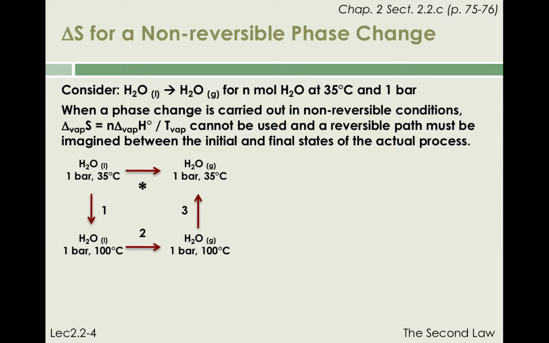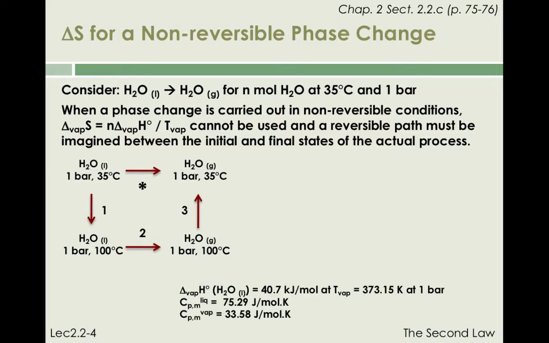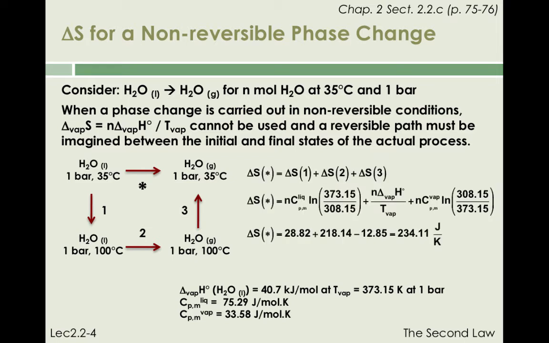From the thermodynamic data tables, we can extract values for the standard enthalpy of vaporization and for the molar heat capacity at constant pressure for the liquid and vapor phases. Then we write the change in entropy through the reversible path 1 plus 2 plus 3 as the sum of delta S for step 1 plus delta S for step 2 plus delta S for step 3.